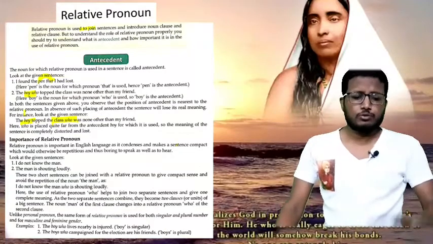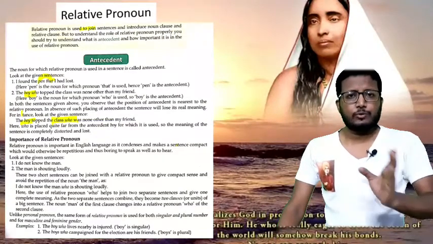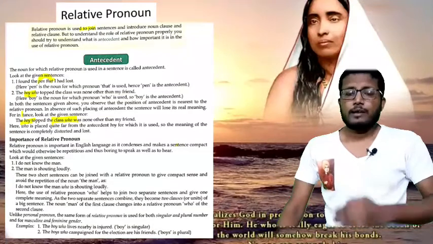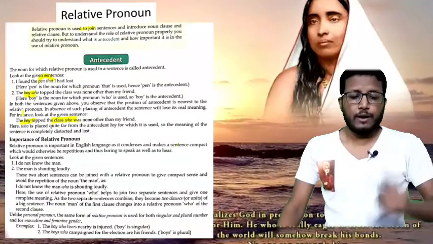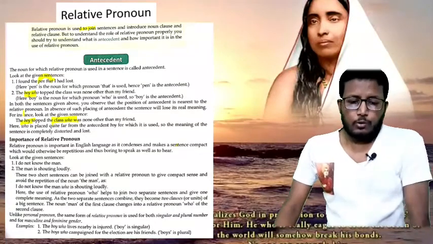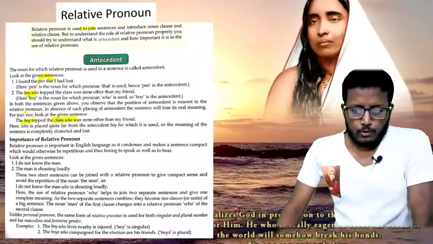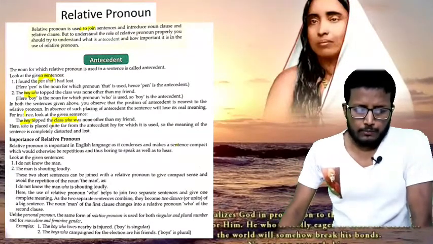If two sentences, the first sentence ends with the words "the man" and the second sentence starts with the words "the man", and you want to avoid repeating "the man", you will have to use the relative pronoun. For example: the man who is shouting loudly, that I said before you. Here the use of the relative pronoun who helps to join two separate sentences and give one complete meaning.